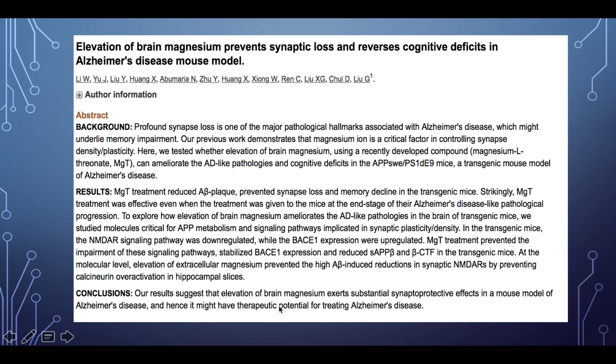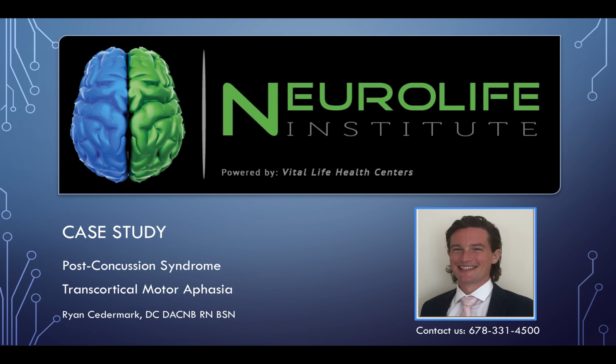I'll just go to the conclusions. It suggests that the elevation of brain magnesium, which when they say brain magnesium, it's magnesium L-threonate, because it's a specific form of magnesium that can cross the blood-brain barrier that's not leaky. Our results suggest that elevation of brain magnesium exerts substantial synaptoprotective effects in a mouse model of Alzheimer's disease, and hence it might have a therapeutic potential for treating humans with Alzheimer's disease. So, great supplement.